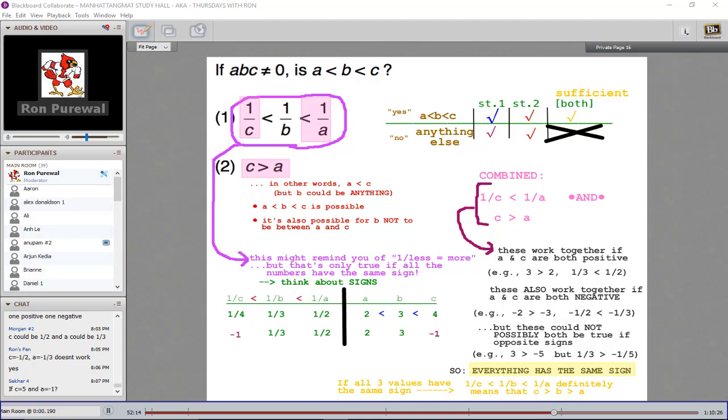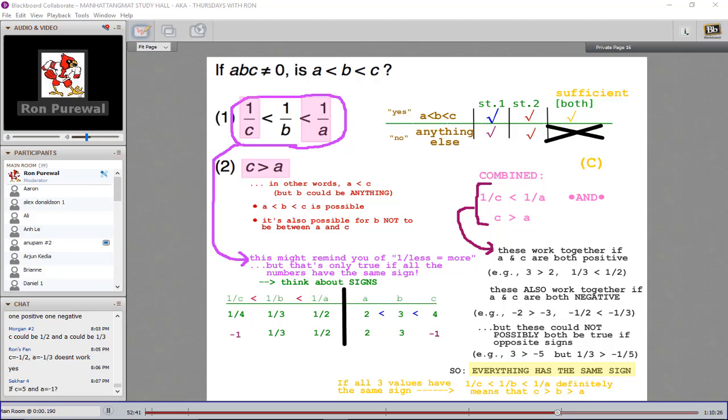And if someone's mentioning 5 and -1, that doesn't satisfy statement 1. So you can't use opposite sign values because one of these will be false, depending on how you do it. So those values just wouldn't count. Okay, this is C, cat. So if you put them together, they're sufficient.